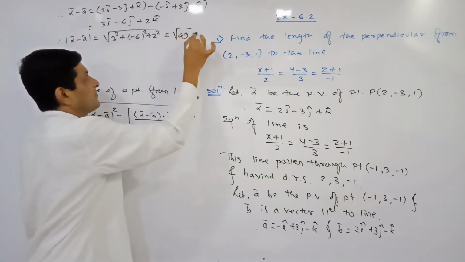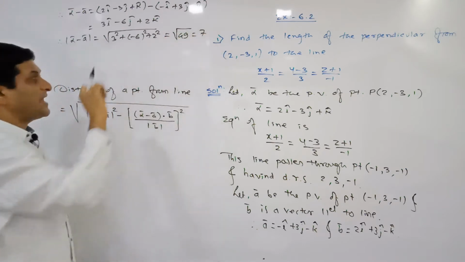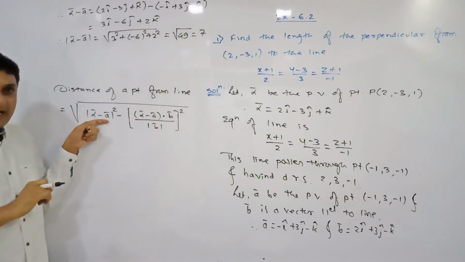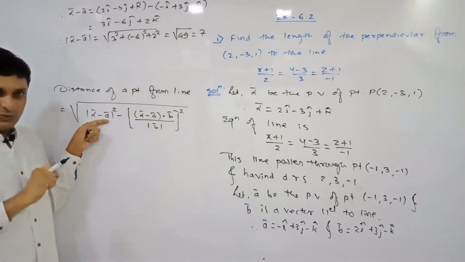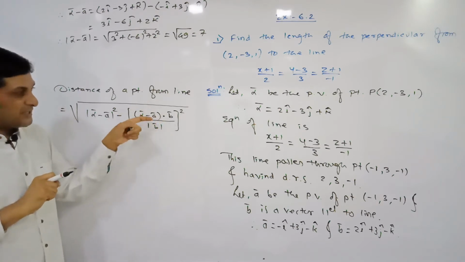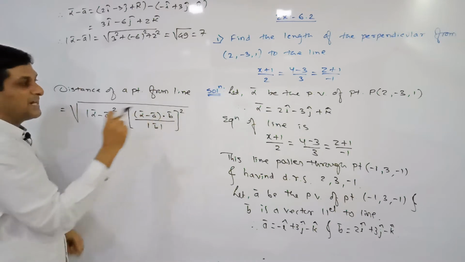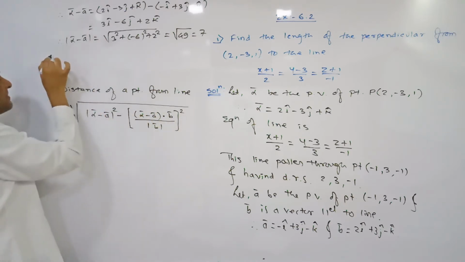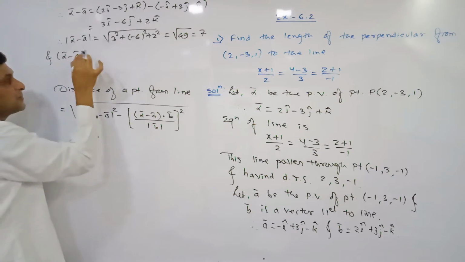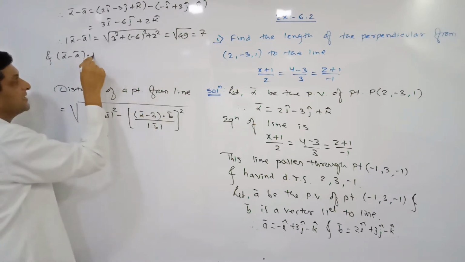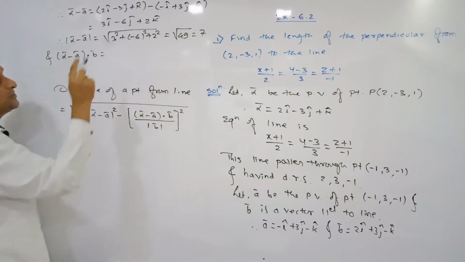And what is the square root of 49? 7. Once the magnitude of alpha bar minus a bar is known to us, now observe this term. In the numerator we will require the dot product of alpha bar minus a bar and b bar. So the value of alpha bar minus a bar is already known to us. We are taking its dot product with which vector? B bar. So try to find the dot product of these two vectors.